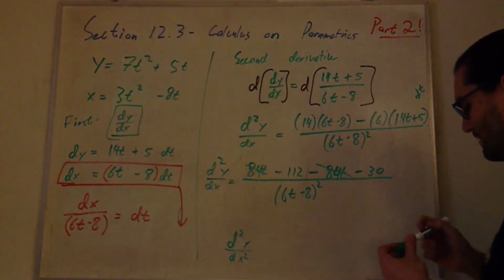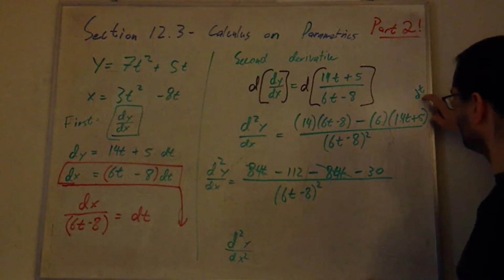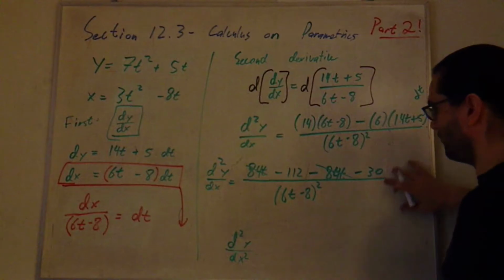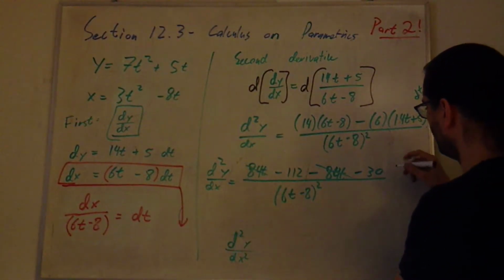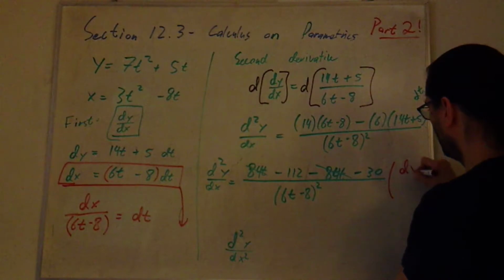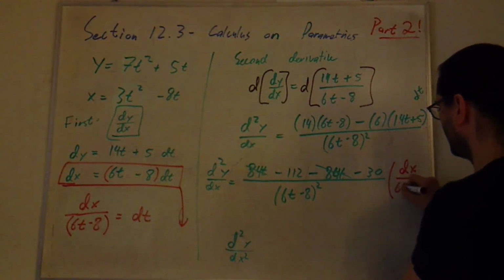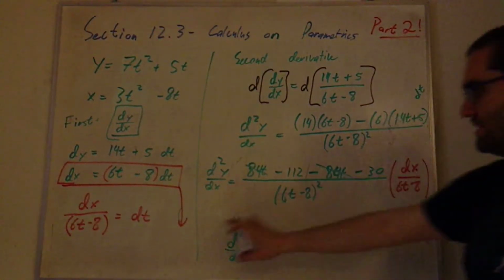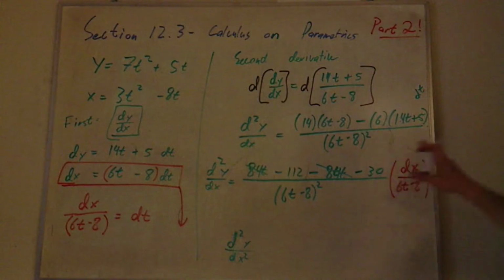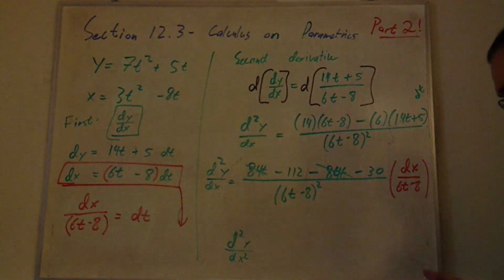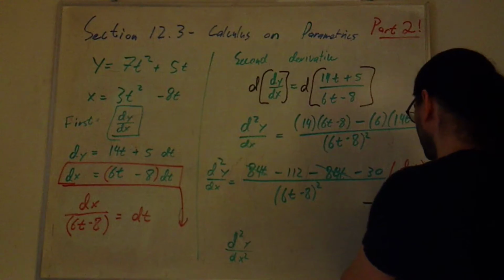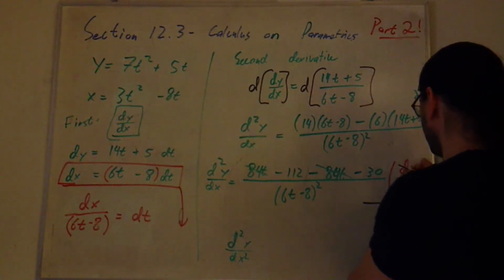And now I'm going to swap out this dt that was attached at the end where it didn't fit. I'm going to swap that out for this. dt is the same as dx over 6t minus 8. That's my dt. And now that it's in terms of dx, I can divide both sides of the equation by dx to cancel that out.